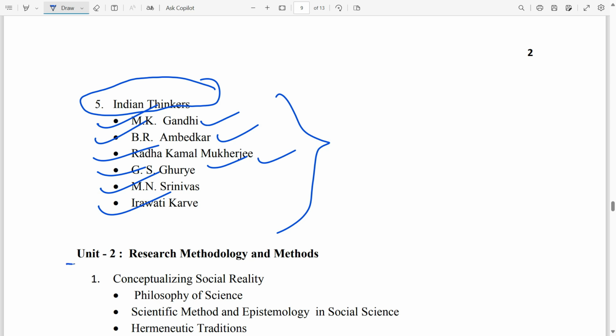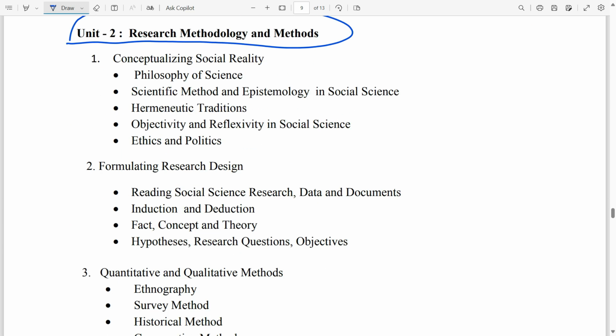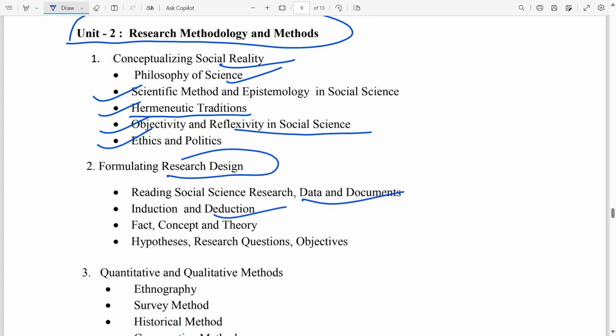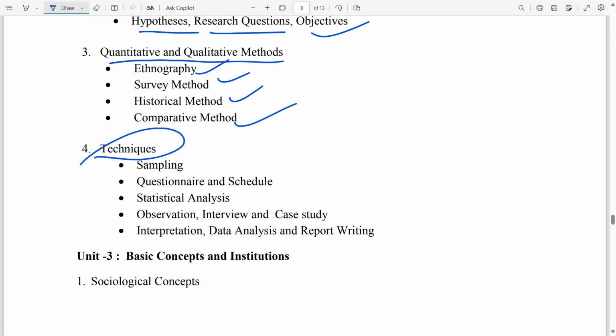Now coming to the second unit, that is research methodology and methods. How research is being done, how research is conducted for studying sociology. Here you will see the topics mentioned: conceptualizing social reality, philosophy of science, scientific methods and epistemology in social science, hermeneutics and traditions, objectivity and reflexivity in social science, ethics and politics, research design, how to formulate a research design, data documents, induction, deduction, fact, concept, theory, what is hypothesis, research questions, objectives, again quantitative and qualitative methods, what are the differences, ethnography, survey method, historical method, comparative method, techniques, what techniques you are using to do the research, sampling, questionnaire and schedule, statistical analysis, observation, interview and case study, interpretation, data analysis, and report writing. So these are the techniques which we implement for doing research.